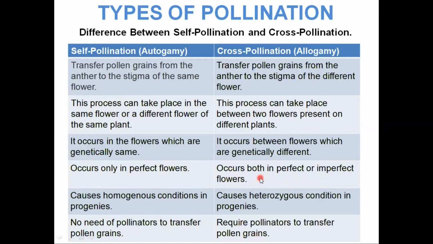Cross-pollination occurs in perfect or imperfect flowers. Perfect flowers have all four parts of the flower, while an imperfect flower lacks any of the parts, like the sepal, petal, androecium or female reproductive part. Self-pollination causes a homogeneous condition in the progeny, while in cross-pollination the progeny will be heterogeneous. In self-pollination there is no need of an external agent like pollinators to transfer the pollen grains, while in cross-pollination they require an external agent like moths, honeybees and insects.